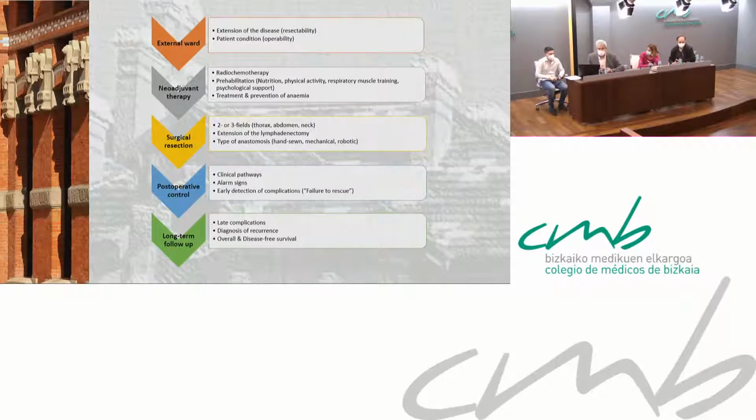At the beginning, we have to decide if the disease is resectable and if the patient is operable. We should offer something else than surgery, for example, radio or chemotherapy. We should rehabilitate the patient. I mean, to prepare the patient from the nutritional point of view, physical activity or respiratory muscle training, psychological support, and of course treatment and prevention of anemia. Surgery is performed in very, very different ways.